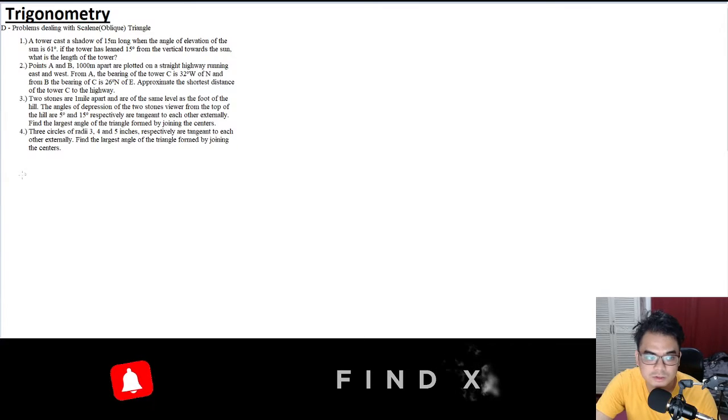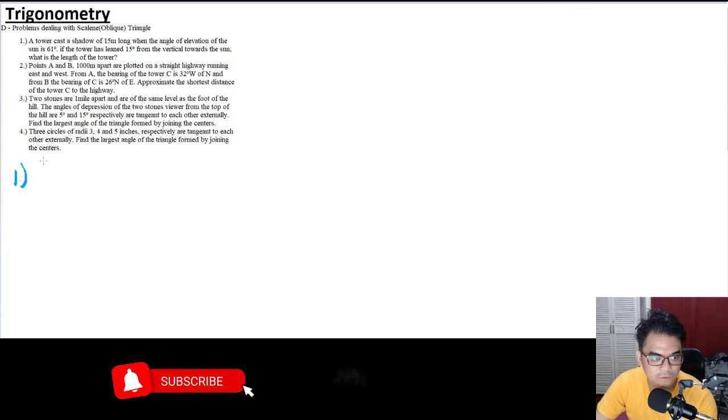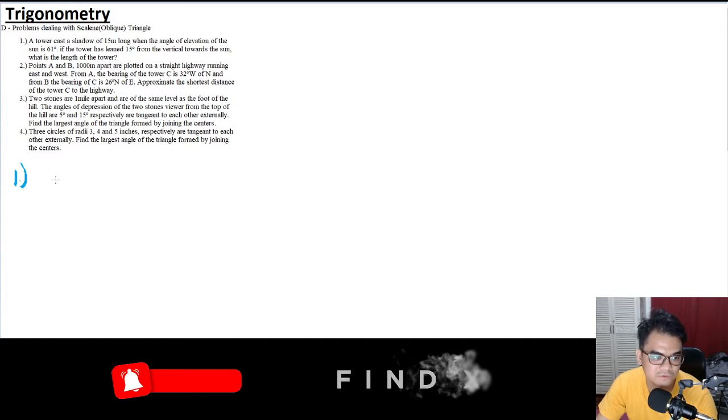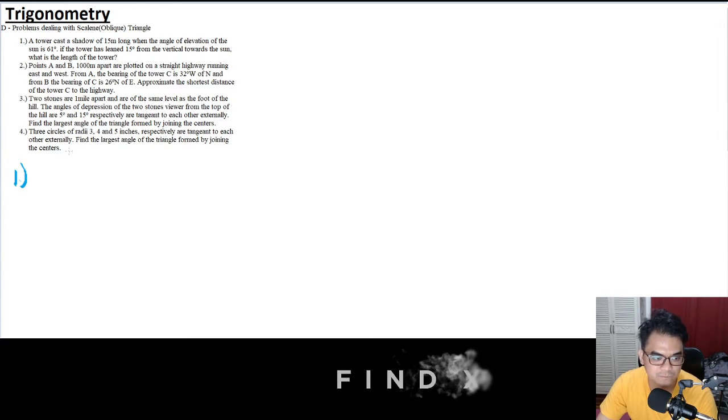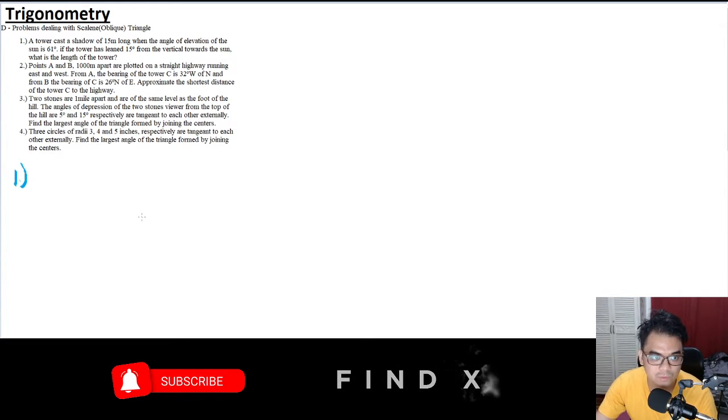For number one, we got a tower that casts a shadow of 15 meters long when the angle of elevation of the sun is 61 degrees. If the tower has leaned 15 degrees from the vertical towards the sun, what is the length of the tower?